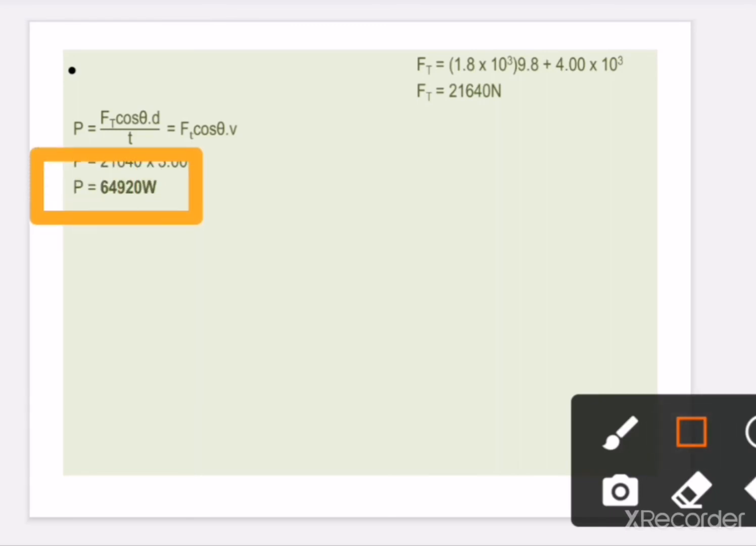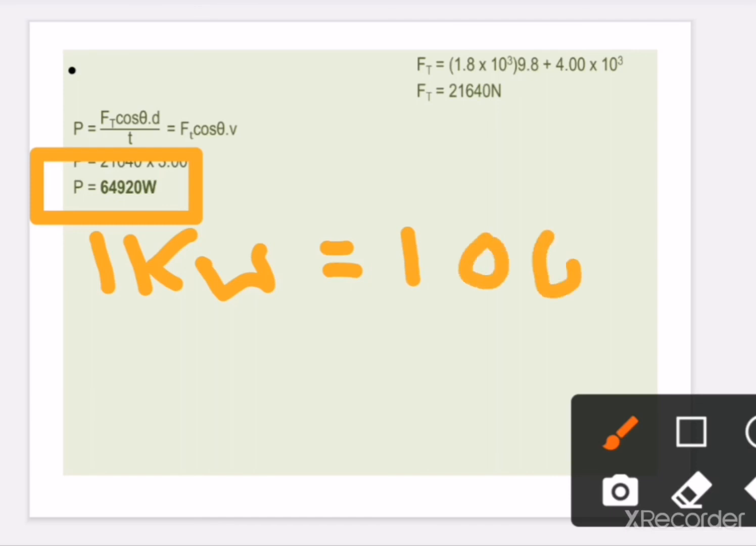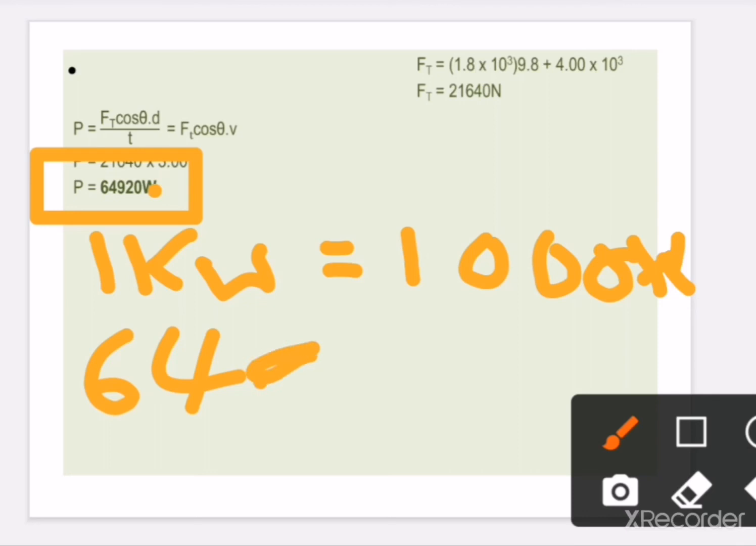Okay, so now we need to convert this into kilowatts. Remember, that's what the question says, isn't it? It says in kilowatts and in horsepower. So to do that, you need relations between the two. So 1 kilowatt is equivalent to 1,000 watts. So to get that, simply divide this value here by 1,000. That will give you an amount of power in kilowatts. So we divide that by 1,000, we should be getting 64.92 kilowatts for the first part.